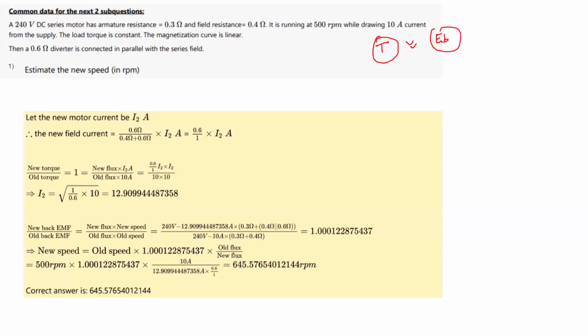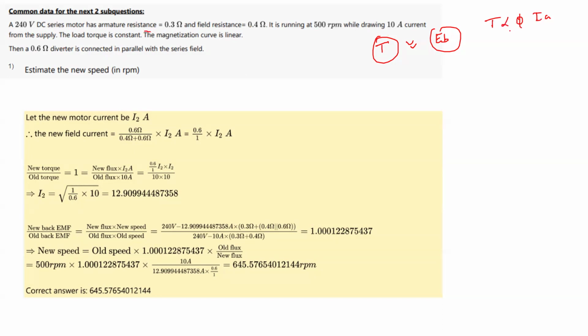Here they are saying a 240 volt DC series motor has armature resistance 0.3 ohm and field resistance 0.4 ohm. It is running at 500 RPM while drawing 10 ampere current. The load torque is constant. And they are saying the magnetization curve is linear. Linear means it is not saturated, so torque is proportional to phi into Ia. Here phi is not saturated.